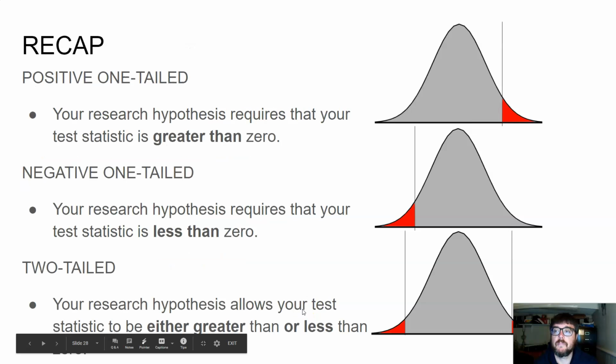So positive, our research hypothesis requires that our test statistic is greater than 0. Negative research hypothesis, that our test statistic is less than 0 or expected. Two-tailed could be greater than or less than.